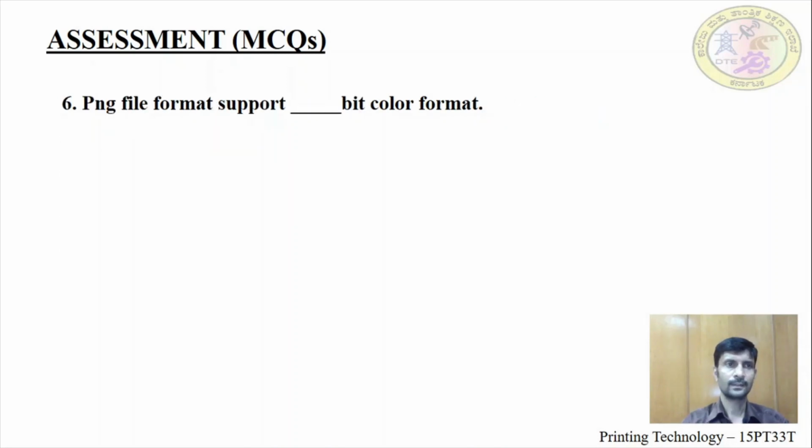Next, PNG file format supports dash mid-color format. Normally it supports RGB or sometimes CMYK. It may be used for the World Wide Web, so it supports RGB. This is the clue to answer this question. And the options are 24-bit, 16-bit, 32-bit and 64-bit.